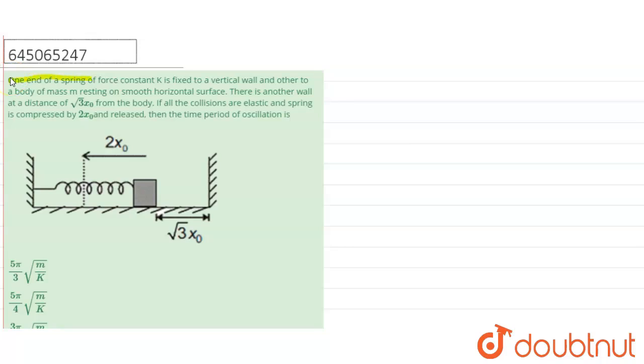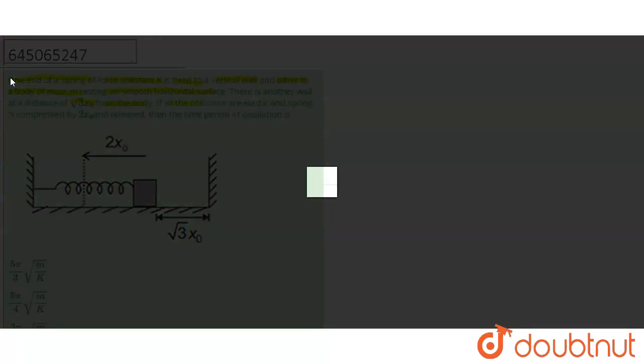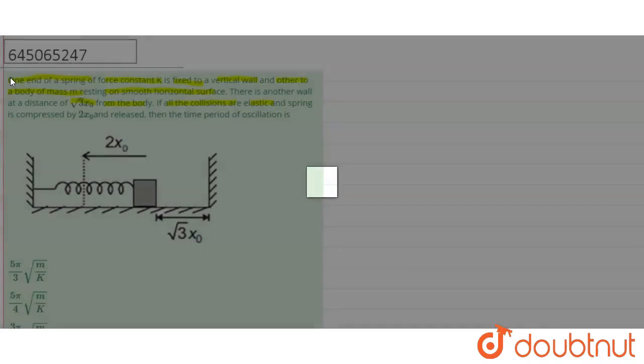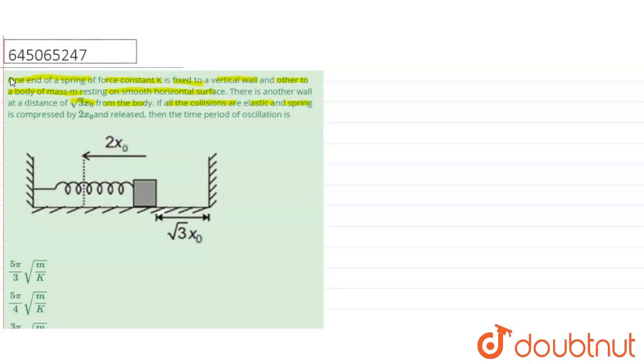Hello everyone. One end of a spring of force constant K is fixed to a vertical wall and the other to a body of mass m resting on a smooth horizontal surface. There is another wall at a distance of root 3 x0 from the body. If all the collisions are elastic and the spring is compressed by 2x0 and released, then the time period of small oscillation is.